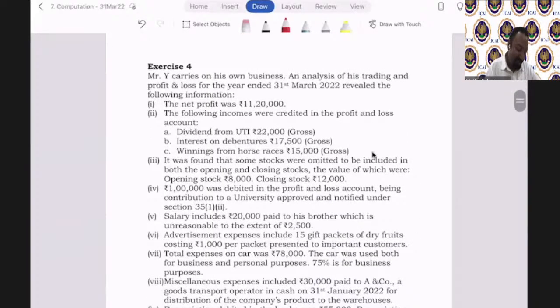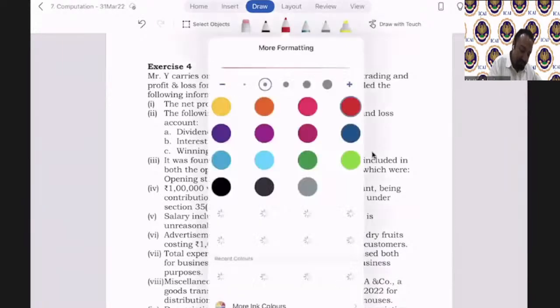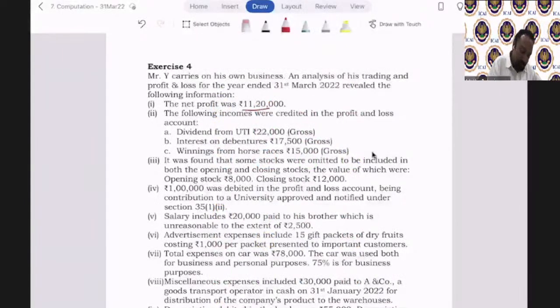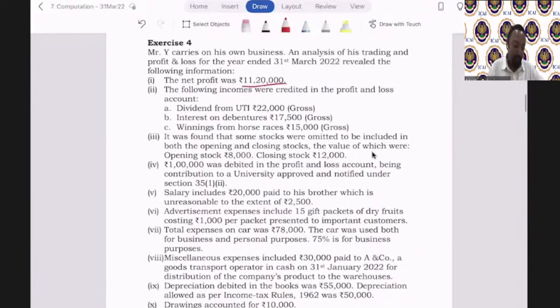So Y carries on his own business. An analysis of the trading and profit and loss account reveals the net profit was 11,20,000, and the following incomes were credited in the profit and loss account. Dividend is credited, interest from debenture is credited, winnings from horse race are credited. As I told you, whenever we do this, we have to see deductions under 194, 194A, and then winnings from horse races, that is 194BB. So we need to see all these sections.